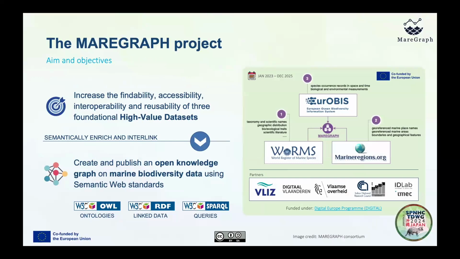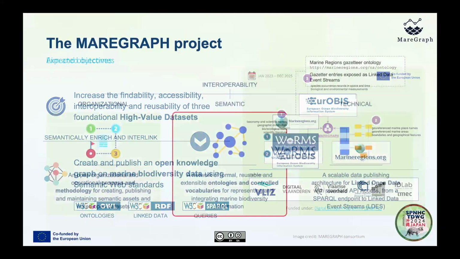This is what we are doing in the context of the MareGraph project, where we want to semantically enrich and interlink the data from WoRMS, Marine Regions and EUROBIS to build an open knowledge graph on marine biodiversity data. And we want to do this by relying on the standards of the semantic web, which means defining reference data models as ontologies in the Web Ontology Language, producing and publishing linked data as RDF, the Resource Description Framework, and making it queryable using the SPARQL query language.